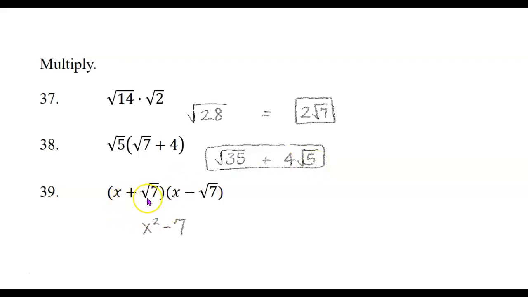And then x plus the square root of 7 times x minus the square root of 7. If you multiply this out, x times x is x squared. The outside and the inside cancel out. We've got a minus square root of 7x plus square root of 7x, and that just adds up to 0. And then last, we have a plus root 7 times a minus root 7. A plus times a minus is a minus, and the square root of 7 times itself, the square root of 7 squared, is just 7. So we end up with x squared minus 7.